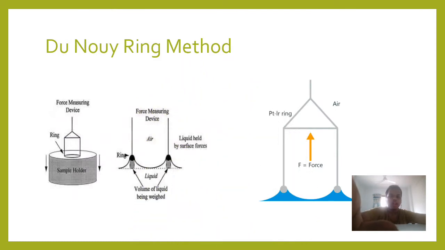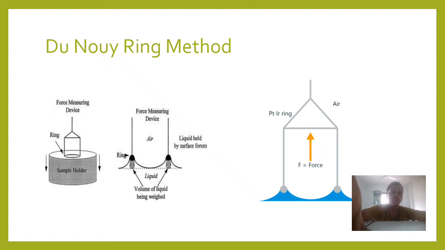Now this is the diagram of this method. In the first diagram you can see that the ring is placed on the sample holder and the force measuring device is placed. In the second figure you can see that the ring is placed on the liquid and the force measuring device is also kept, and the volume of liquid being weighed is kept by a balance. In the third figure the platinum iridium ring is placed and the upward force which is acting is clearly shown here.